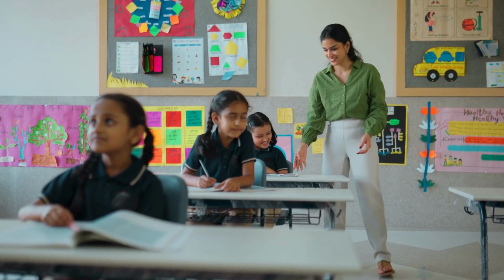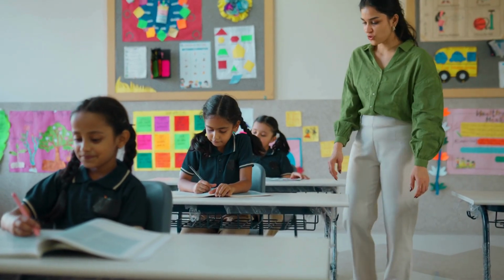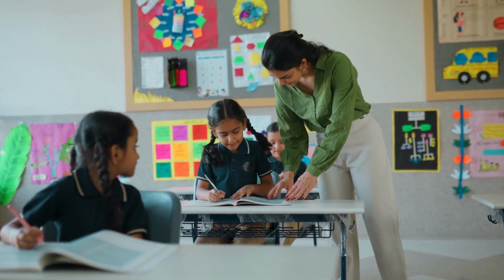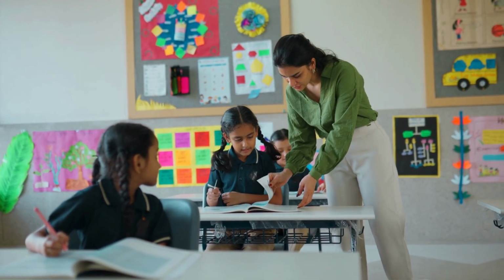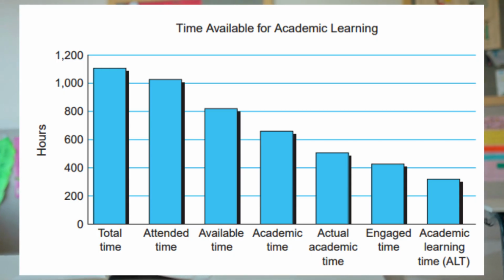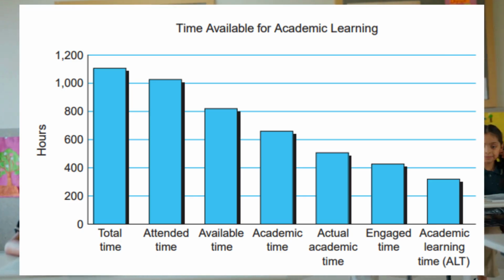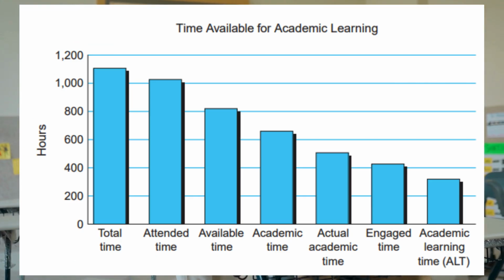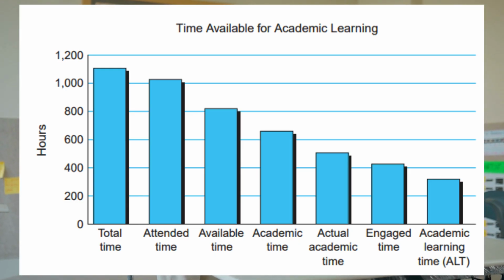Research has shown that actual academic learning time, when students are actively engaged and focused, is most impactful for learning. However, this time is scarce. In an 1,100-hour school year, on average, slightly over 300 hours are devoted to actual academic learning, while the rest are lost to various other routines and distractions.